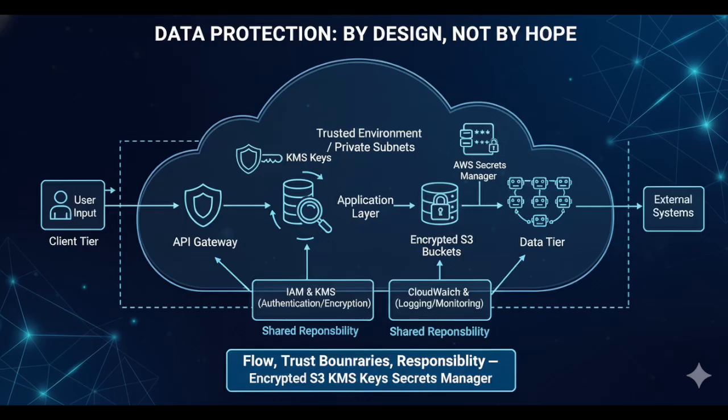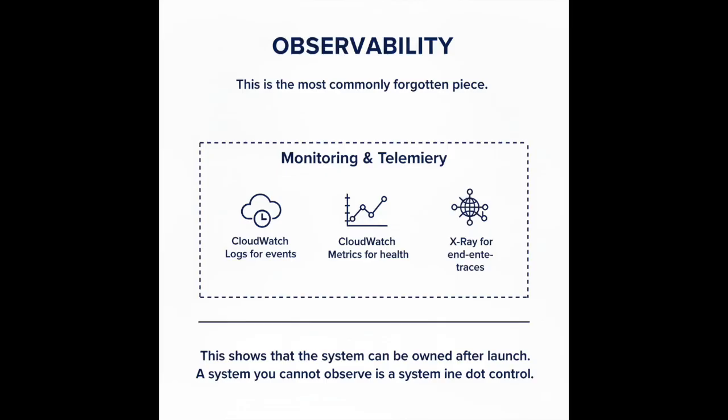Then comes data protection. Show encrypted S3 buckets, show KMS keys, show secrets stored in Secrets Manager. AWS wants to see that sensitive data is protected by design, not by hope. Finally, observability. This is the most commonly forgotten piece. Your diagram should always include CloudWatch logs for events, CloudWatch metrics for health, X-Ray for end-to-end traces. This shows that the system can be owned after launch. A system you cannot observe is a system you do not control.